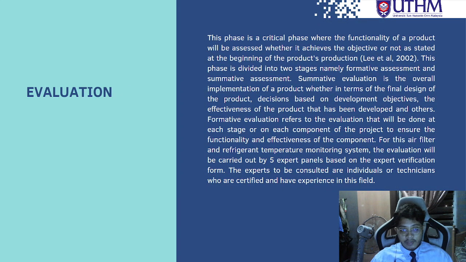The last phase is evaluation. This phase is a critical phase where the functionality of the product will be assessed, whether it achieves the objective or not, as stated at the beginning of the product production. This phase is divided into 2 stages, namely formative assessment and summative assessment. Summative evaluation is the overall evaluation of a product, whether in terms of the final design of the product, decisions based on the development objective, the effectiveness of the product that has been developed, and others.